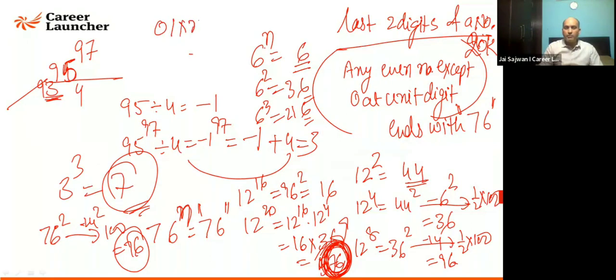01 into any number is the same number. You all know 01 times any number gives you the same number. But there's a catch here. 76 multiplied with any even number may not give you the same even number.